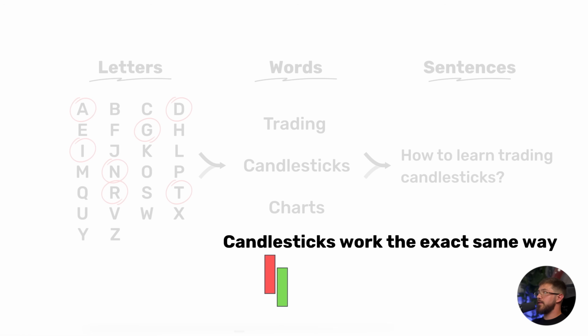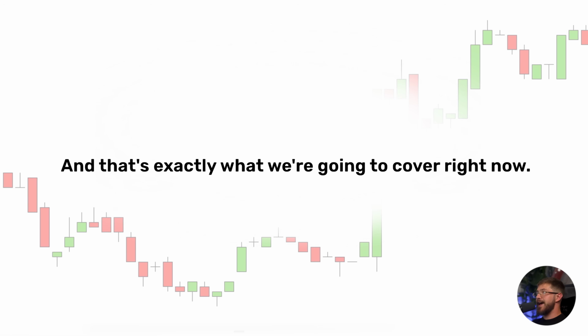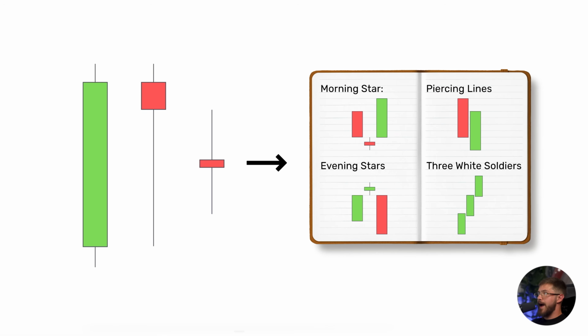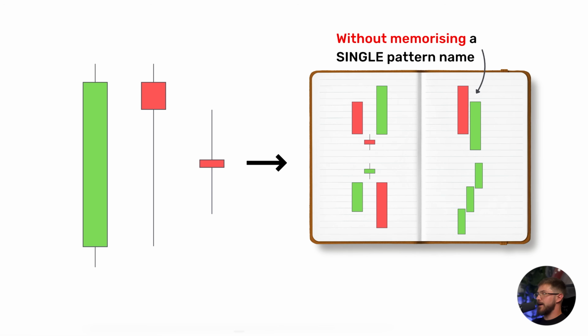And once you understand this principle, once you stop trying to memorize pattern names and start reading the stories that combinations of candles are telling you, something incredible happens. You develop the ability to read any multi-candlestick formation in real time, even ones that you've never seen before. And that's exactly what we're going to cover right now. How to take the foundation that you already have and use it to read multi-candlestick patterns like a pro, without memorizing a single pattern name.